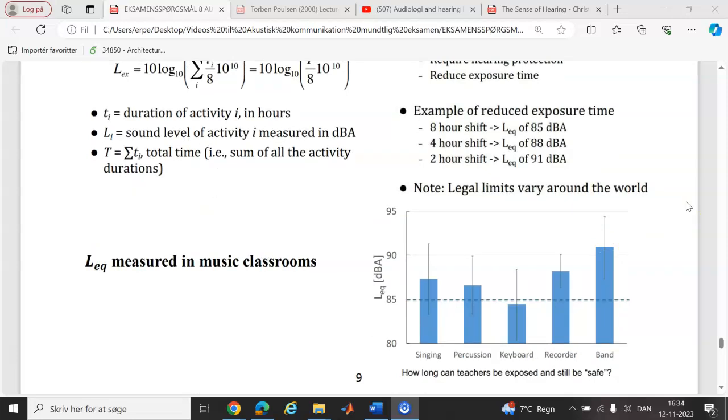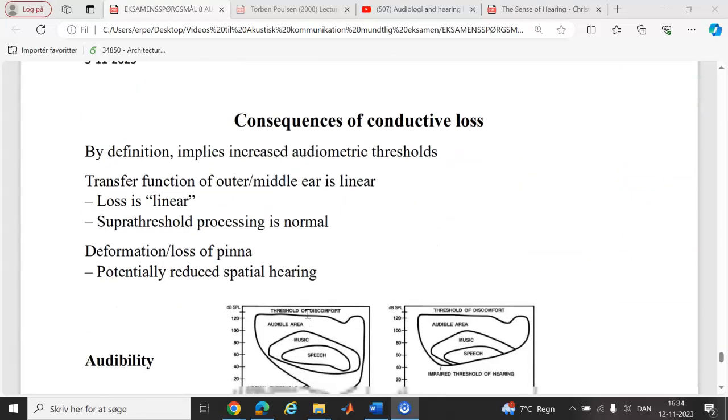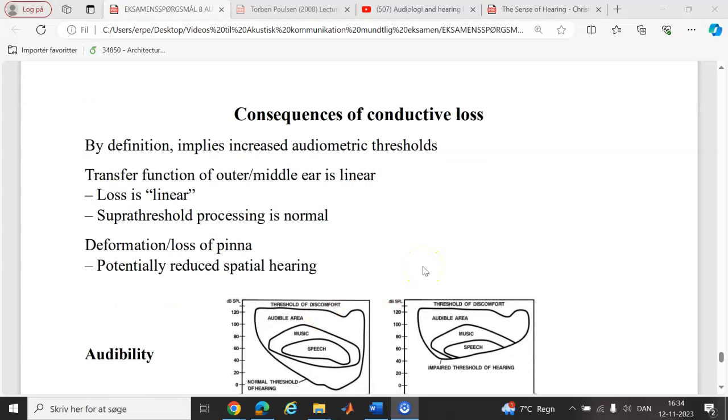Legal limits vary around the world. LEQ measured in classrooms. Consequences of conductive loss. By definition, it implies increased audiometric threshold. Transfer function of outer or middle ear is linear. Loss is linear. Suprathreshold processing is normal. Deformation or loss of pinnae potentially reduces spatial hearing.